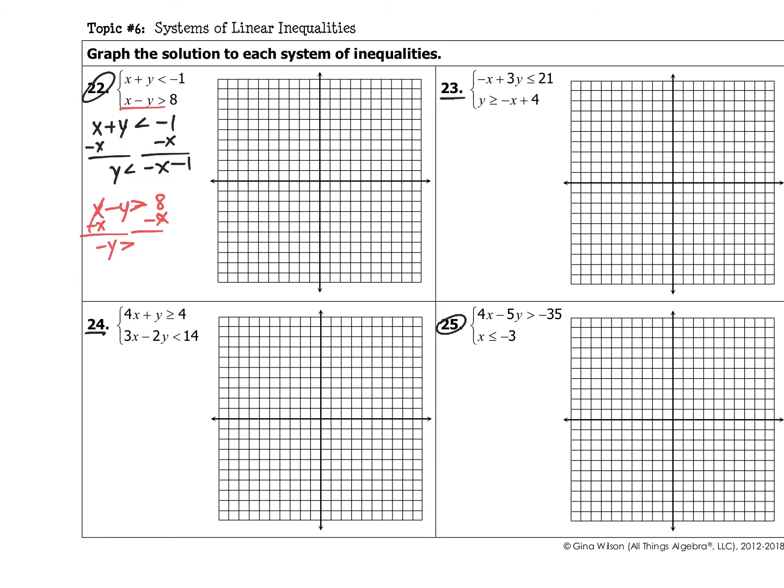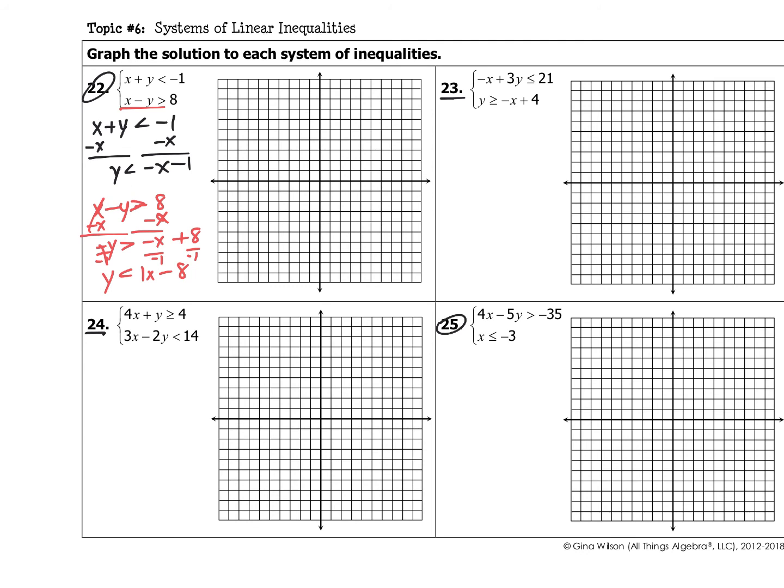Negative y is greater than -x plus 8. And then we have to divide by -1. So when we divide by -1, remember that rule, flip the sign. Y is less than positive 1x minus 8. So now I have my two inequalities.